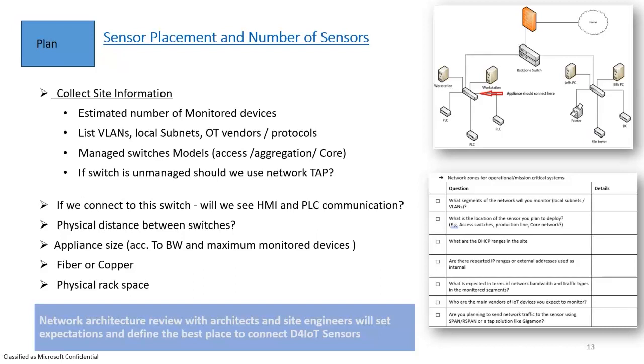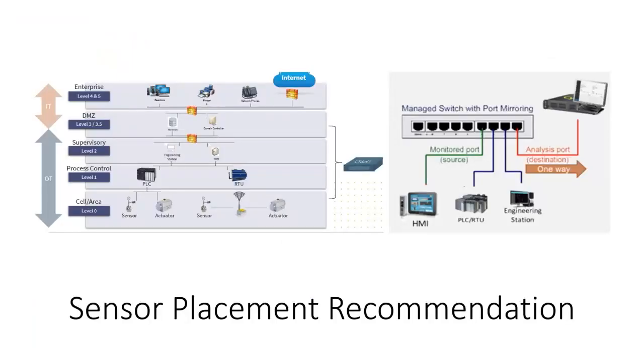So 3 important things in the plan phase: network diagram review to identify the switch, determine the subnets and VLANs that you need to monitor, and decide on the type of sensor you would need based on the size of the site. Okay, so I know I mentioned where you connect the sensor. I'm just going to quickly show via a diagram what I meant by that.